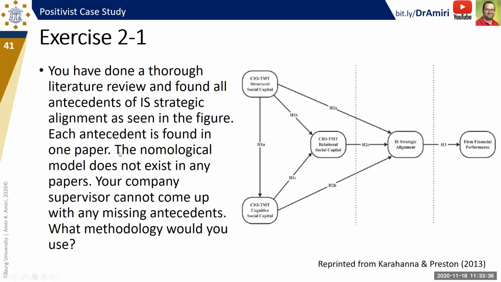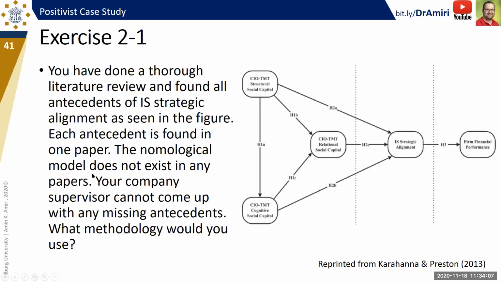So first of all, you have found each antecedent in one paper. That shows that you have a theory. That means you don't need to do an exploratory case study. So that one is removed. There is a theory here. Then we have some antecedents here, and each of them is in one paper. So good, I can go for testing this theory. I don't need to go and find another theory.